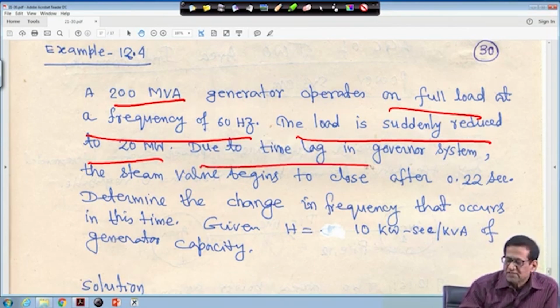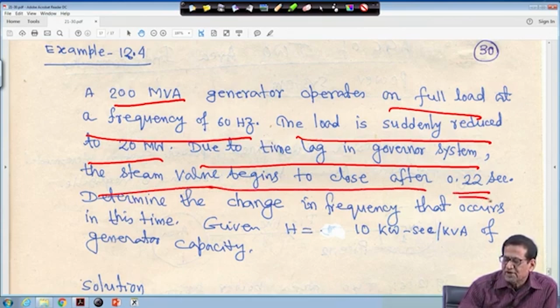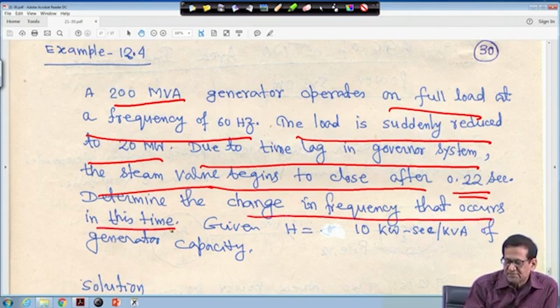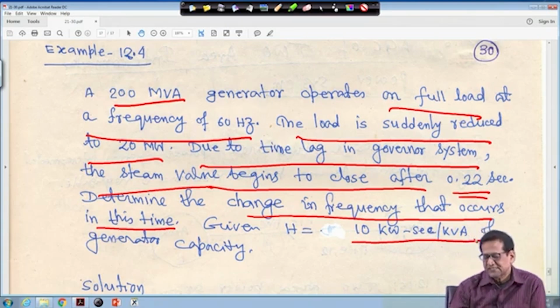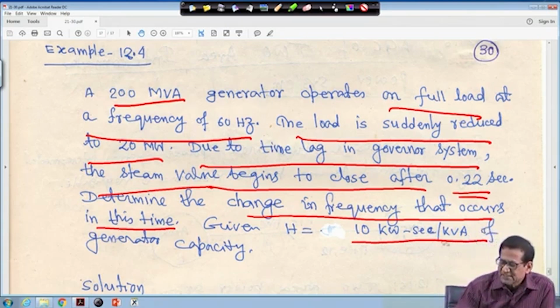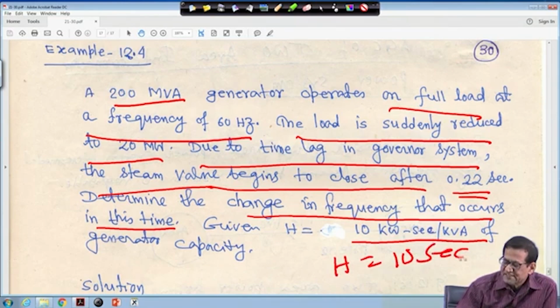Due to time lag in the governor system, the steam valve begins to close after 0.22 second. So we have to determine the change in frequency that occurs in this time, given that the inertia of the generator is 10 kilowatt second per kVA. Basically kilowatt second per kVA is actually a dimensionless quantity, so H is actually 10 seconds.